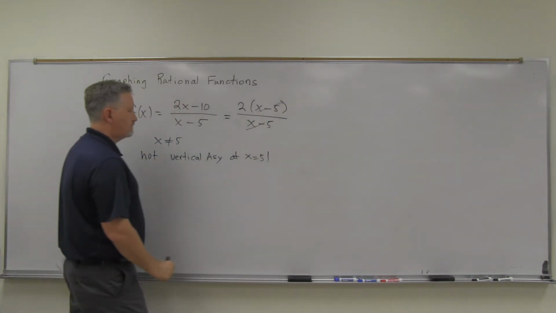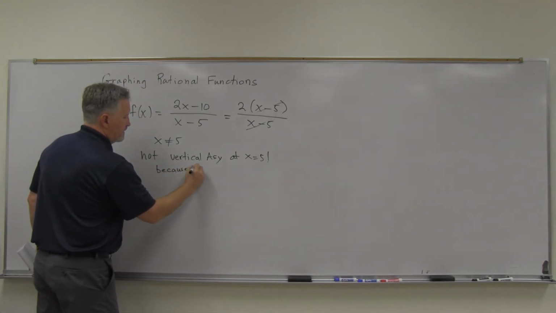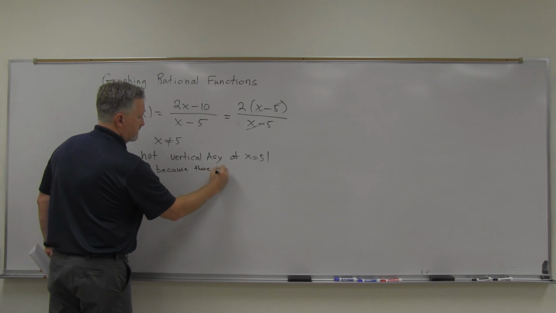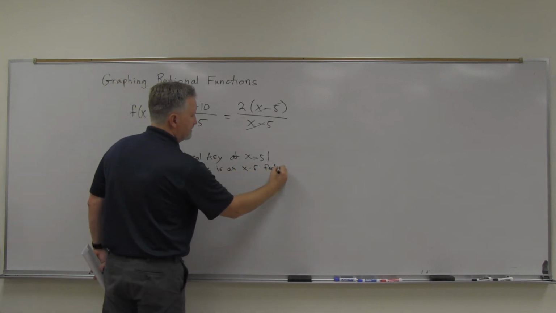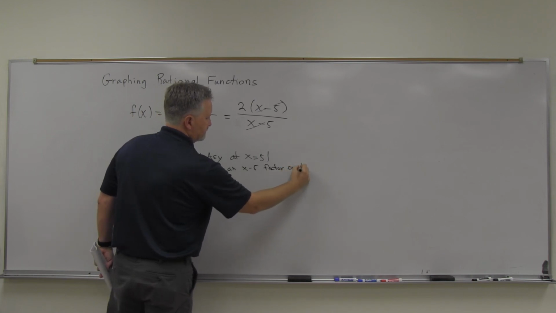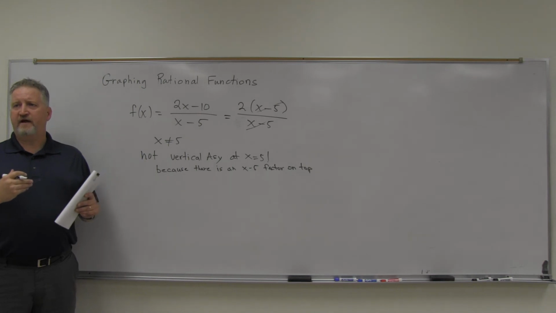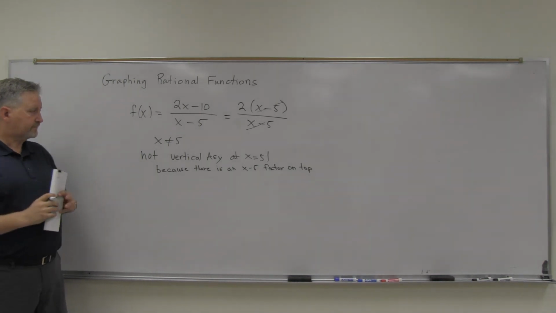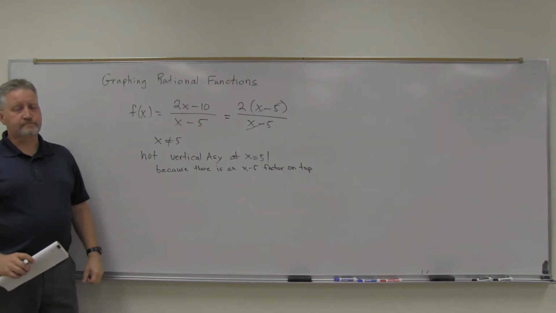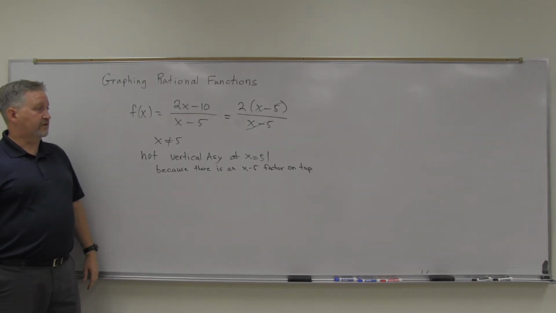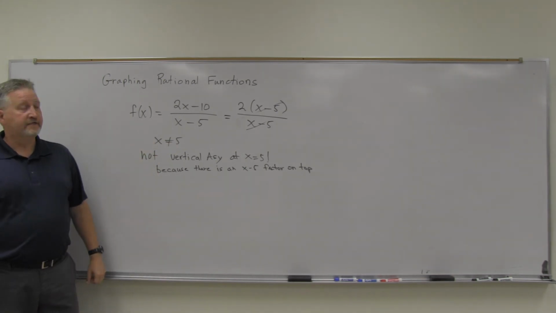And so that's because there is an x minus 5 factor on top. On the previous ones, we didn't look at the factors on the top, but none of them had a common factor top and bottom. And so if you have a common factor top and bottom, you don't get a vertical asymptote at 5, or wherever the denominator makes 0.